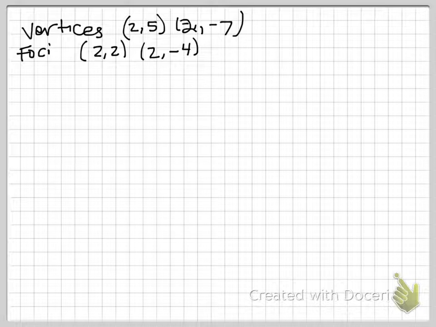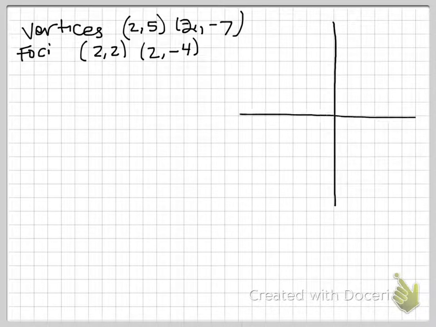We want to go ahead and graph these so we can get an idea of what our ellipse looks like. So if we graph it, we have vertices at 2, 5. So 1, 2, 3, 4, 5 would be one of my vertices. And 2, negative 7. So 1, 2, 3, 4, 5, 6, 7 would be my other vertex. And then our foci are at 2, 2 and 2, negative 4. 1, 2, 3, 4.